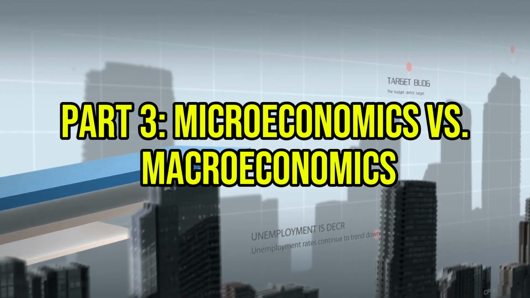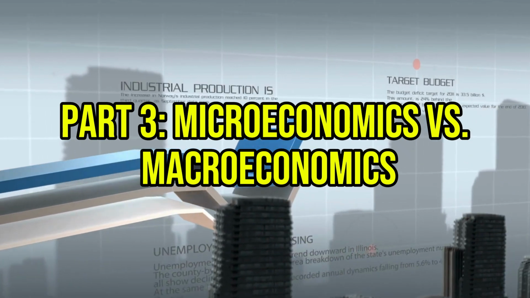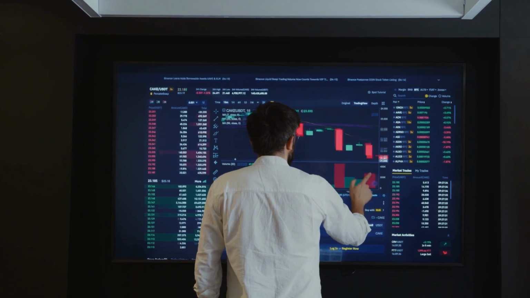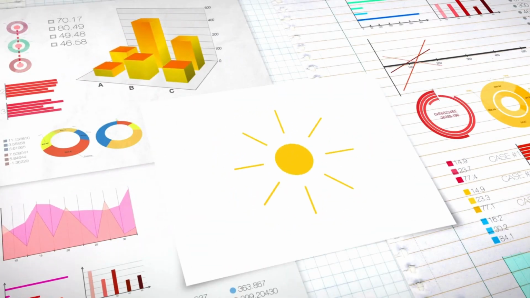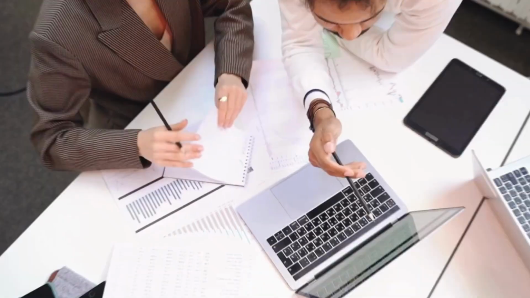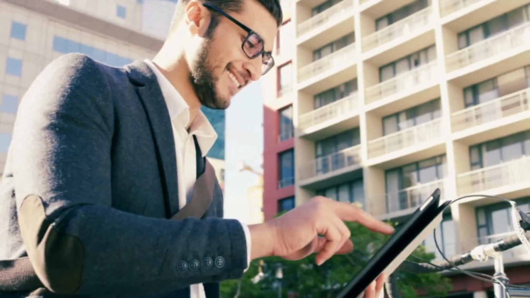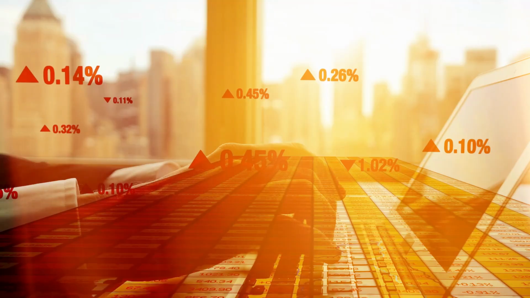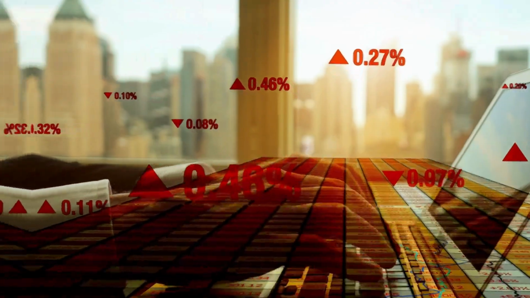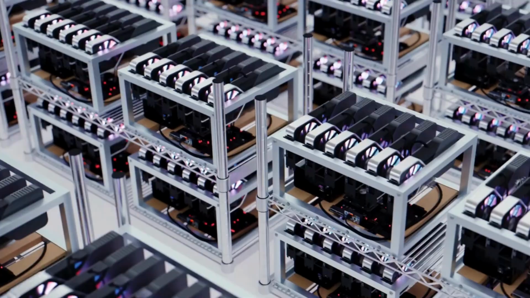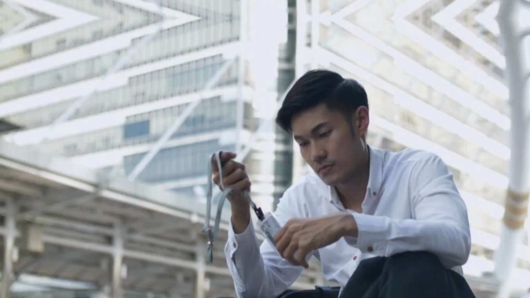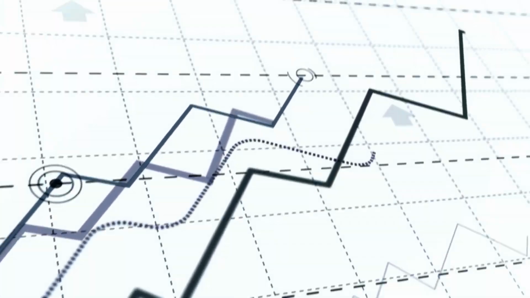Part 3. Microeconomics vs. Macroeconomics. Economics can be divided into two main areas, microeconomics and macroeconomics. Microeconomics looks at individual choices made by people and businesses, like why you choose to buy a product or why a company sets a certain price. Macroeconomics, on the other hand, looks at the economy on a large scale, studying national or global issues like inflation, unemployment, and economic growth.